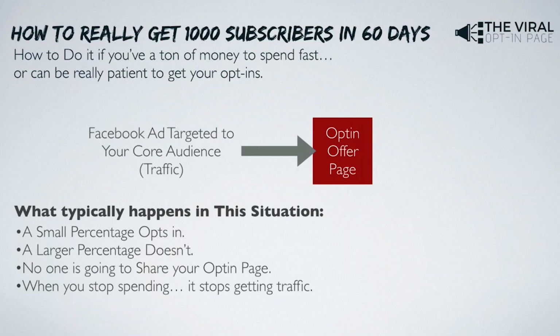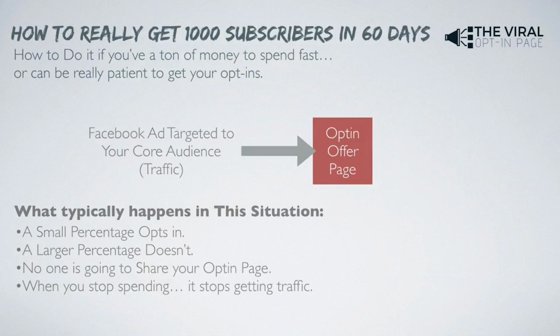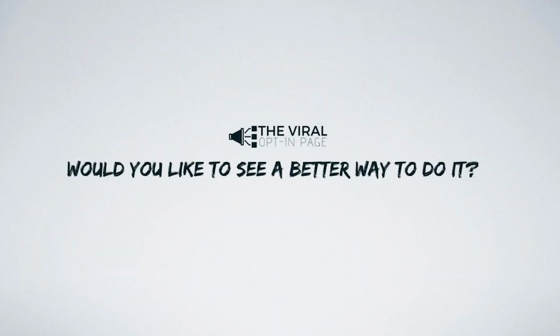Now, here's the thing. With an opt-in page, because there's no viral shares, no activity there, when you stop spending on ads, it usually stops getting traffic. Pure, plain, and simple. Would you like to see a better way to do it?